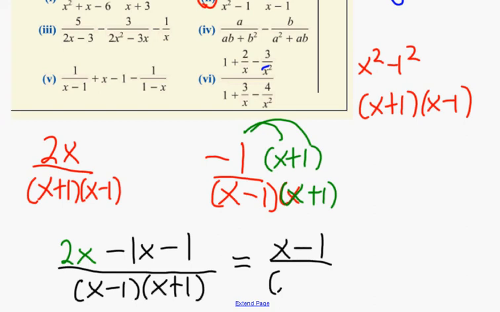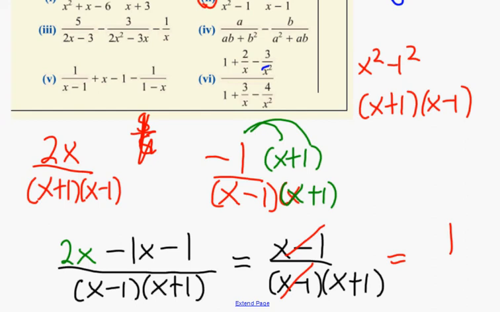Now what happens next, guys? The x minus 1s can cancel. And what's left on top then? Any number divided by the same number is 1. So 1 is left on the top and x plus 1 on the bottom. Does that make sense? Cool. Okay. Question 4 coming up in a second.